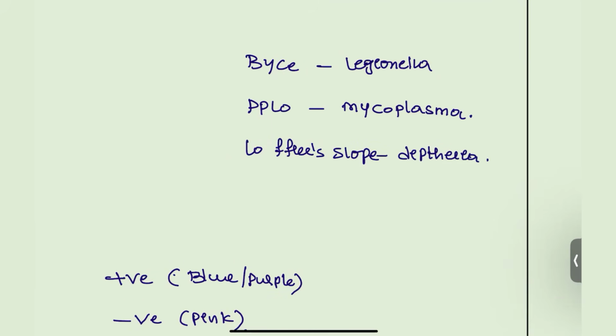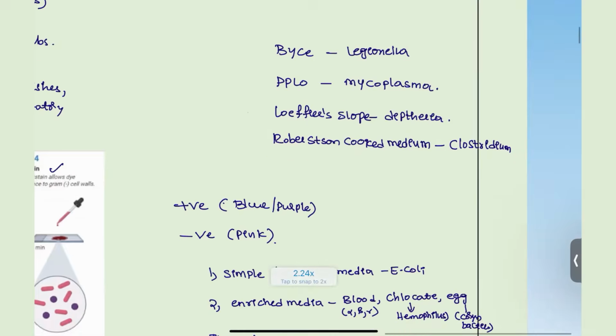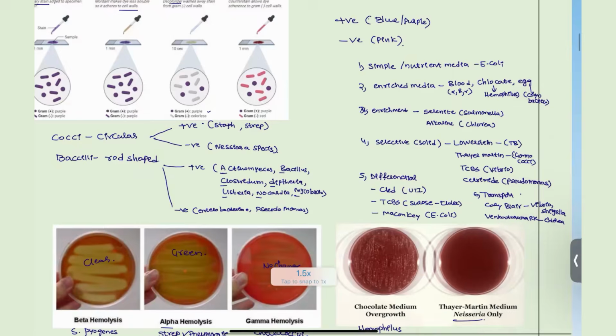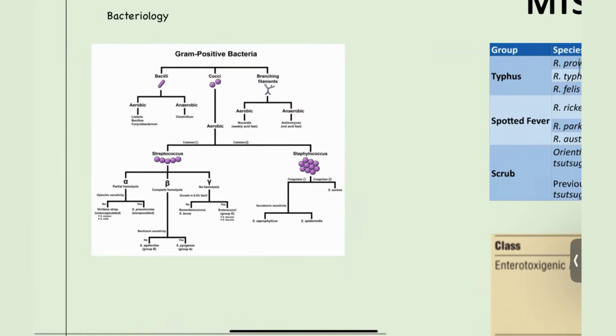And Robertson cooked medium. Robertson cooked medium is used for the Clostridium. Right? These are some points that you have to remember for the cultures, media, and their examples. Okay. Next, moving on to the bacteriology.